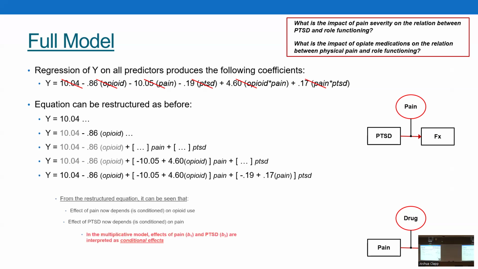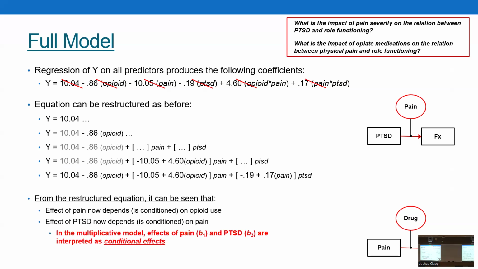And so now once I have my restructured equation, I can go through and see with this that the effect of pain on functioning is going to depend on whatever I plug in for opiate use. The effect of PTSD on functioning is going to depend on whatever I plug in for pain.